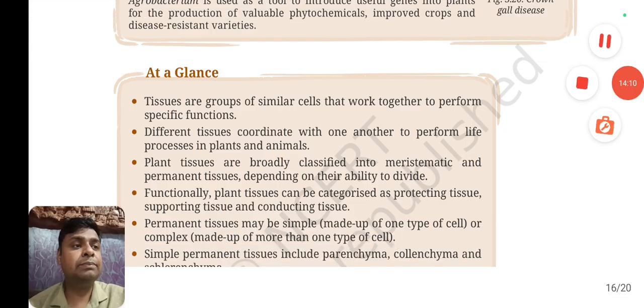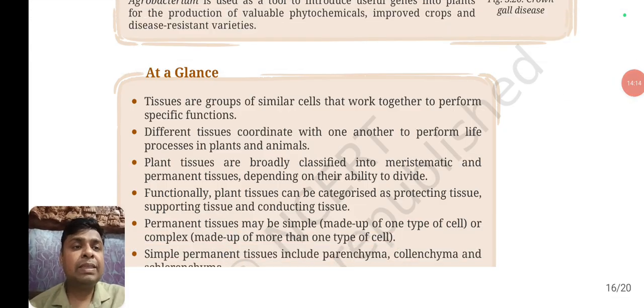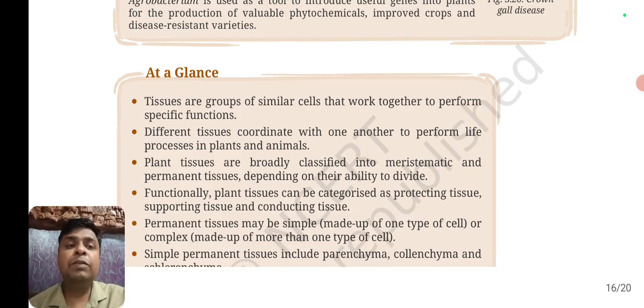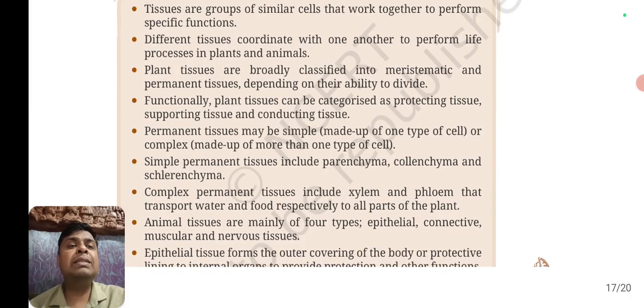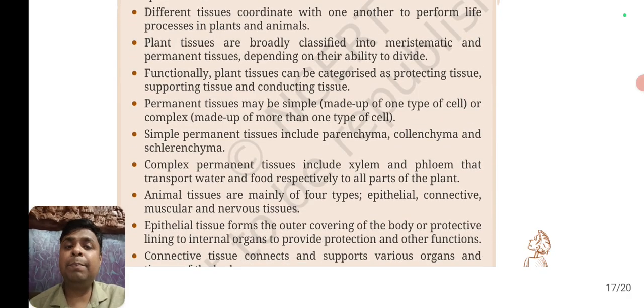Chapter is at the end. So tissues are groups of cells that work together to perform specific functions. Different types of tissues are there. They coordinate with one another. They perform life processes. The aim is to survive. Now plant tissues can be meristematic and permanent. Meristematic are fast dividing cells. Permanent tissue do not divide.